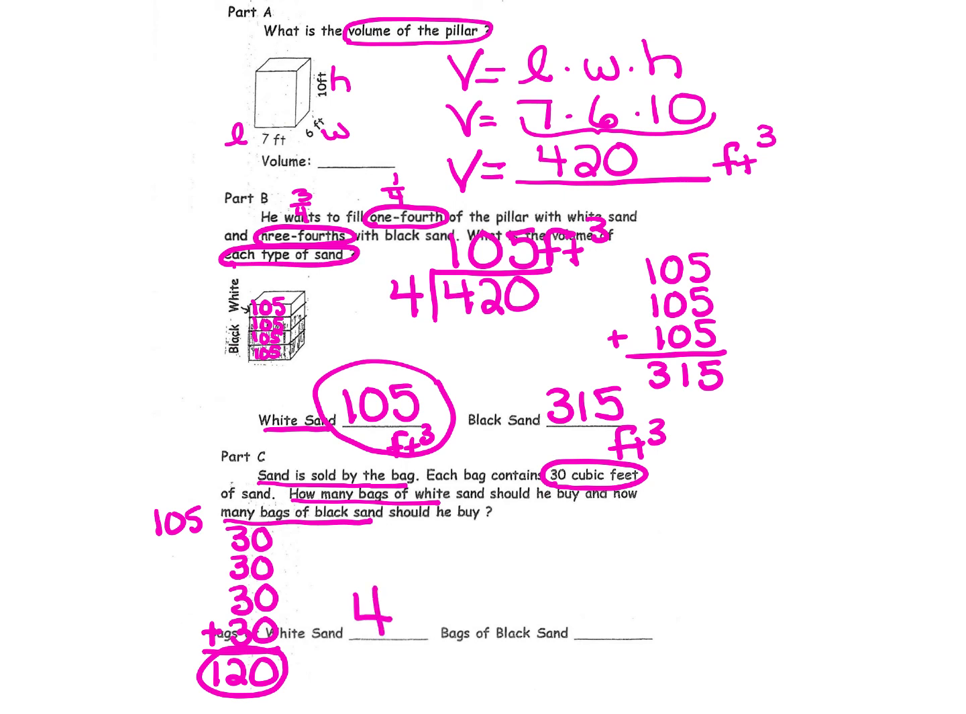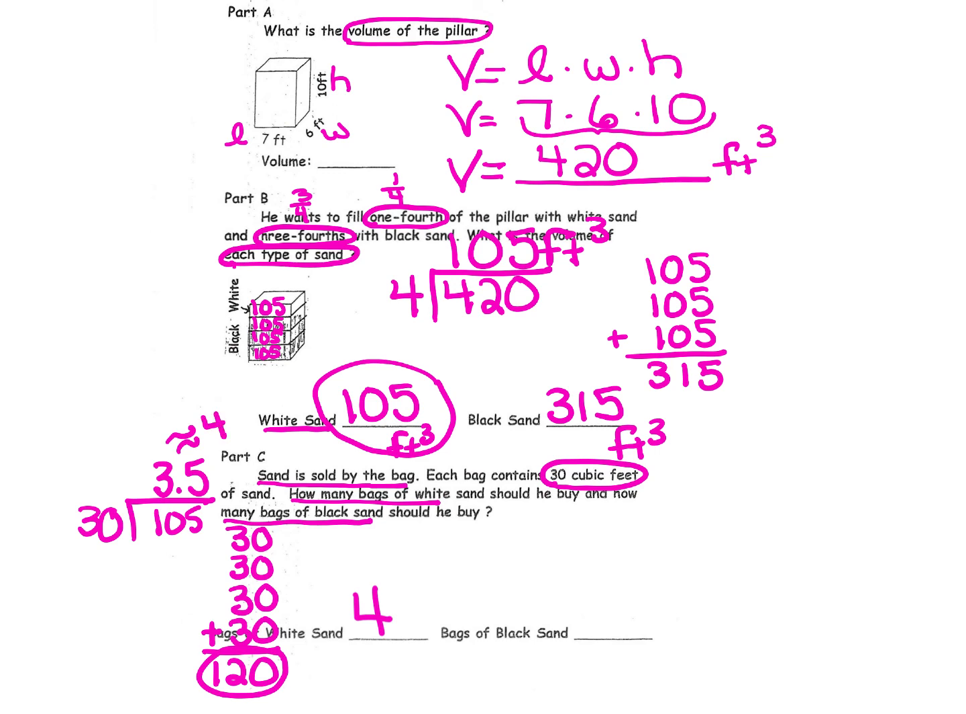The other way to do this is to take 105 and divide by 30, because each bag has 30 cubic feet of sand. 105 divided by 30 equals 3.5 bags. But we're going to have to round that to 4 full bags because we can't open up a bag in the store.